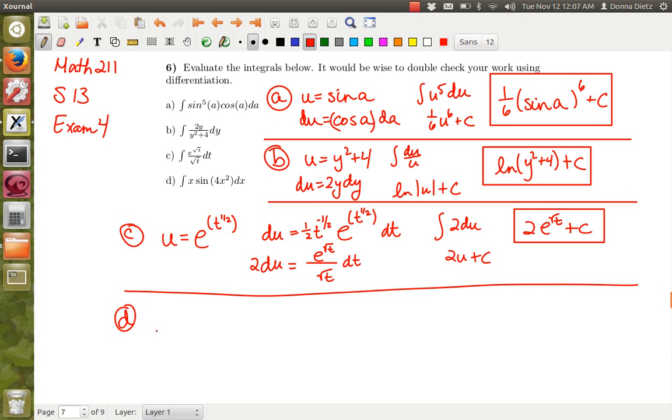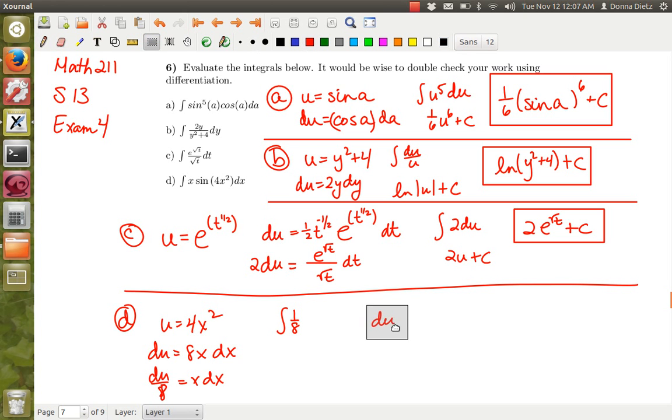Okay. Question D. Very similar to the practice exam, but I changed the letter. U is 4x squared. Du is 8x dx. But I don't have an 8x dx, I just have x dx, so I put the 8 on the other side. And so then I put all the pieces back together. Du, 1/8. Sine of u.